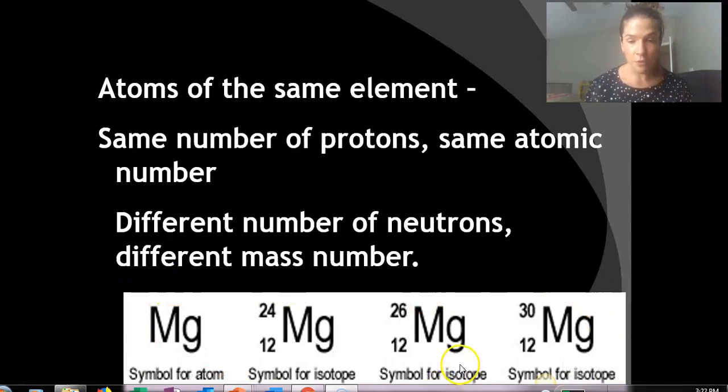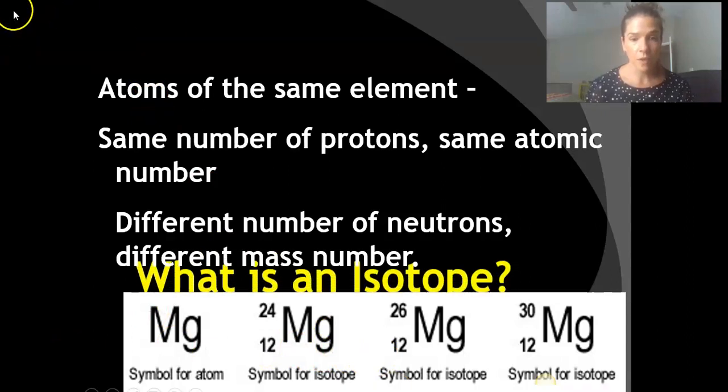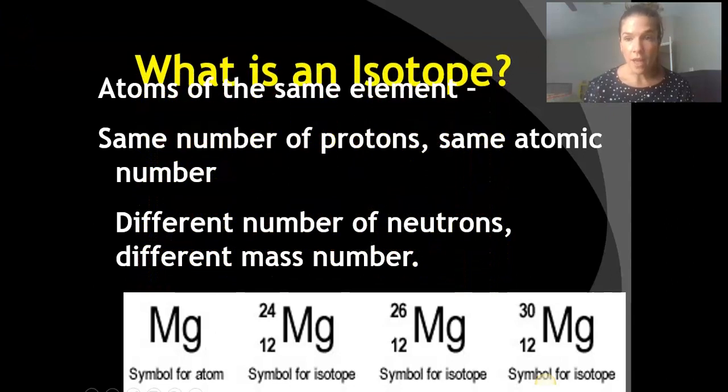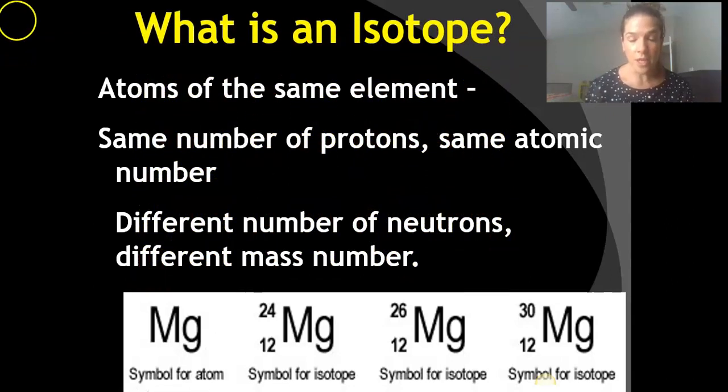So they're all different atoms of magnesium. The only thing that differs with isotopes is that they have a different number of neutrons. Therefore, they have a different mass number because those neutrons have a mass of 1 AMU. Protons have a mass of 1 AMU. So if you change the number of neutrons, you're changing the mass of the overall atom. So let's take a look at these different isotopes of magnesium. All of them have the same atomic number.